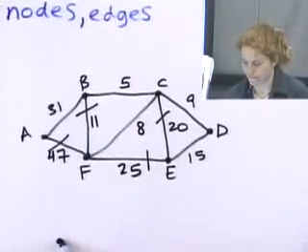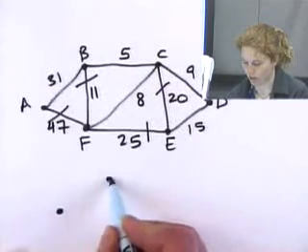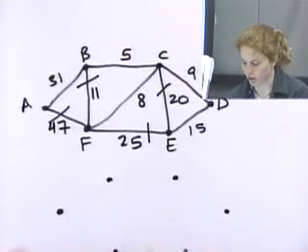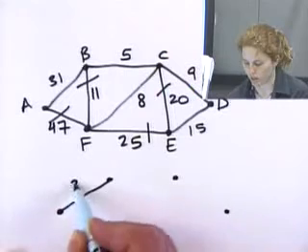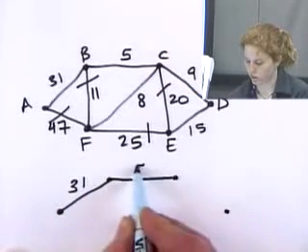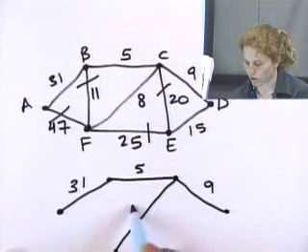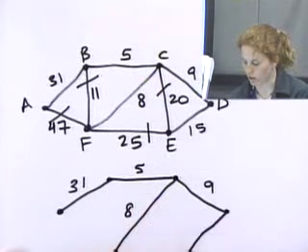So let's check it out and make sure that we have a tree left. The way you can do that is just by redrawing all the nodes and then drawing in the edges that you left. Then it's really easy to see if it's connected or not, because you shouldn't have any dots out by themselves.